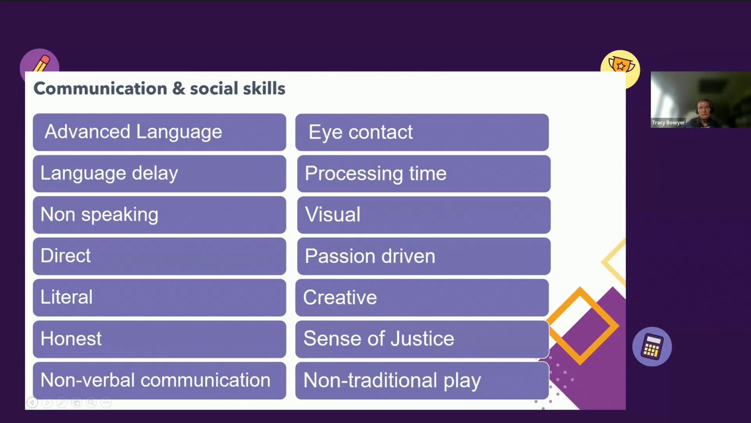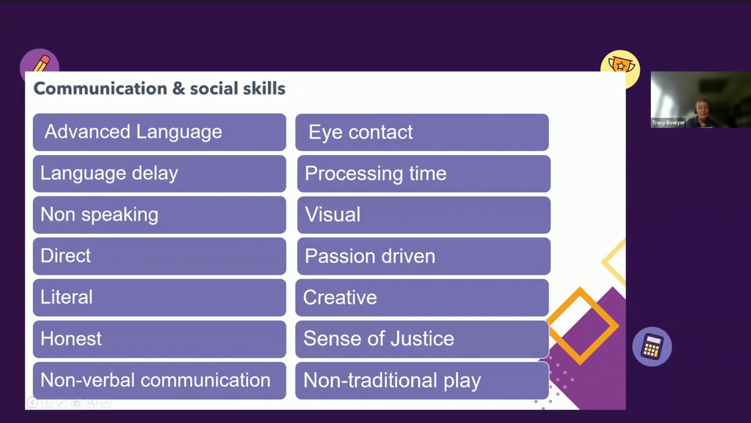So they may have no language, or they may have minimal language. Again, this doesn't necessarily mean that they haven't got anything to say, it just means that they may communicate through alternative methods. So for some young people they might use sign language or picture exchange, for example PECS, or even technology. So assistive technology or communication devices may well be used.